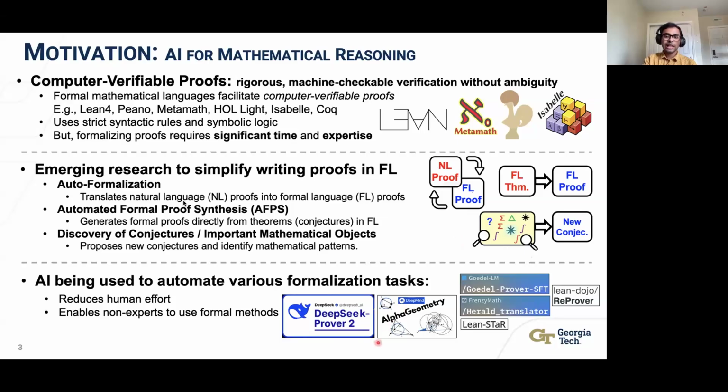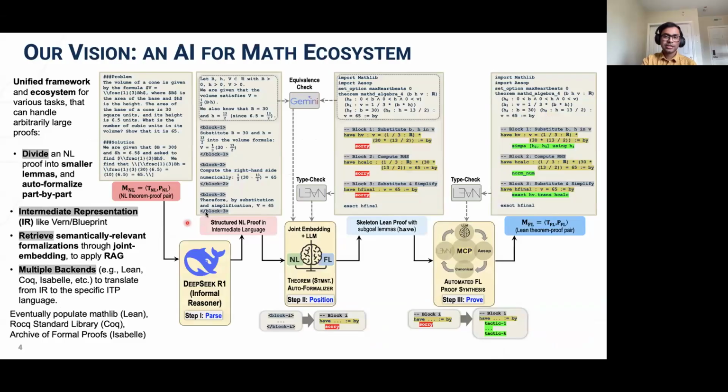As you all know, AI is already being used to automate various formalization efforts. For example, the DeepSeek prover, Alpha Proof, Alpha Geometry, the Gödel prover, LeanDojo, and so on. In this space of using AI for mathematics, our long-term vision is to build a unified AI for math ecosystem for different tasks like auto-formalization, proof synthesis, and conjecture discovery, so that it can handle proofs of any size. The idea is to divide a natural language proof into smaller lemmas and formalize each part step by step. We also want to use an intermediate representation inspired by Verso or Blueprint that can bridge the gap between natural language and formal language.